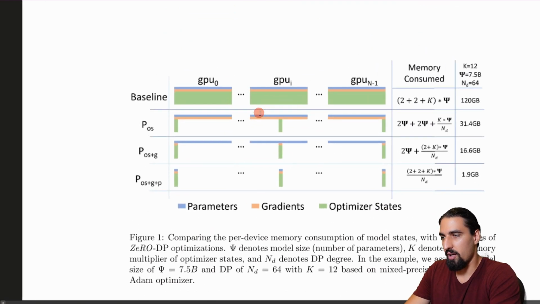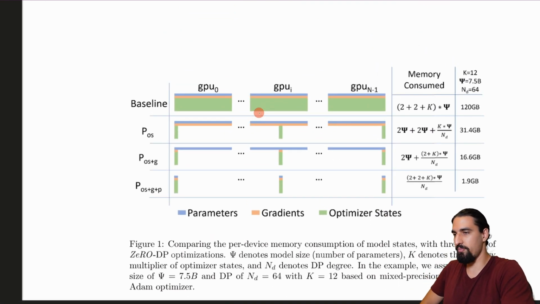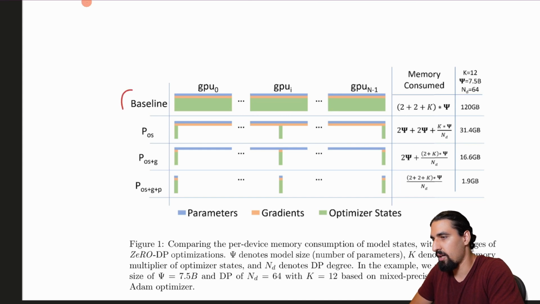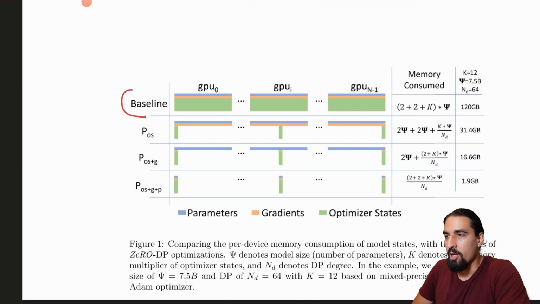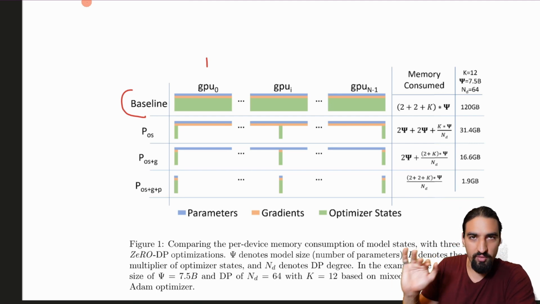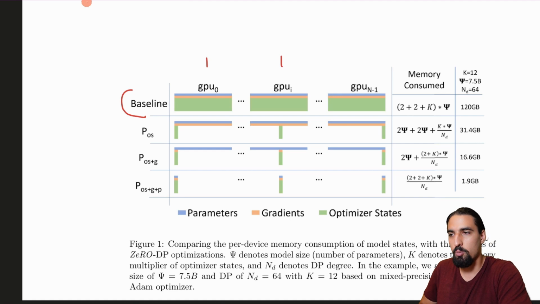Here, the upper row, the baseline, is how your classical data parallelism works. You have three types of, well, you have parameters, gradients, and optimizer states. You can see that optimizer states take the biggest part of the memory. And you can see across, when you do the data parallelism, I did mention that we literally replicate all of these, you copy paste them, and that's super inefficient, okay?